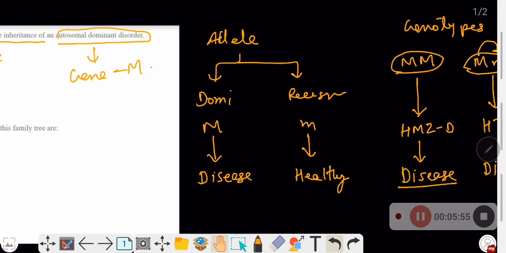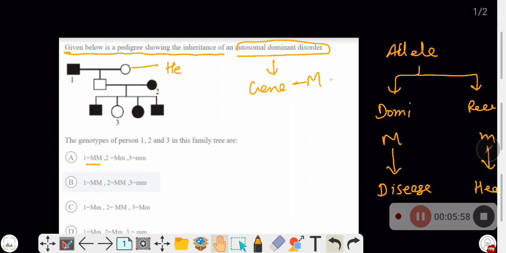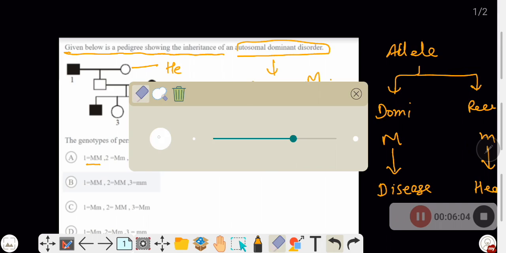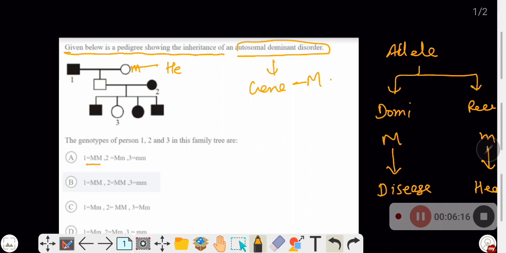So now what we see in the pedigree is that there are 3 white persons, meaning 3 healthy persons. So its genotype would be small m small m. This one's genotype will also be small m small m, and the third person is also healthy, so its genotype will also be small m small m. So in fact we have solved one part of the puzzle.